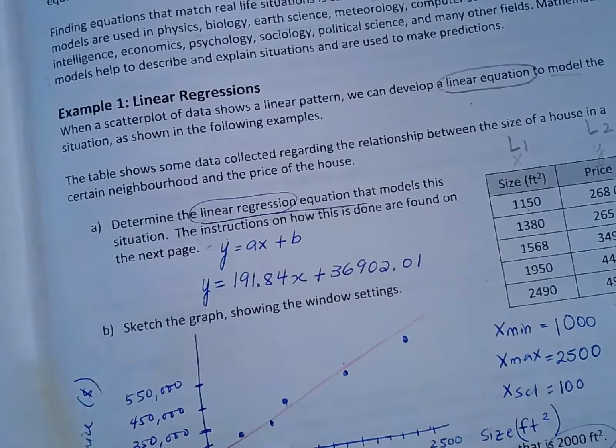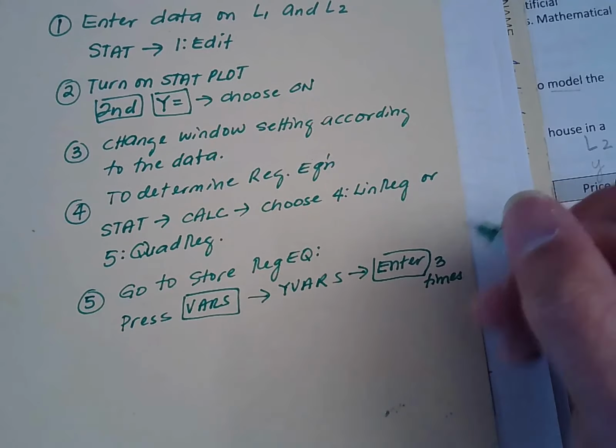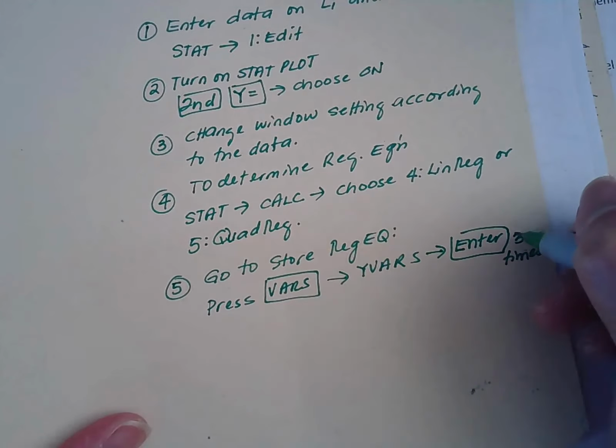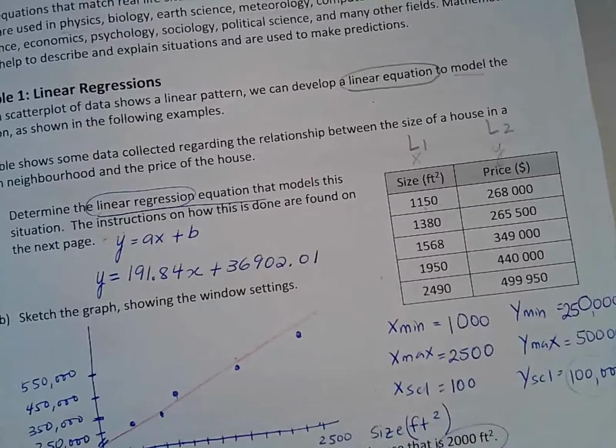You told us 3 times or 4 times? We'll do 4 times. So 4 times, yeah. I'll just put 4 times to do the calculate. Okay, here we go.